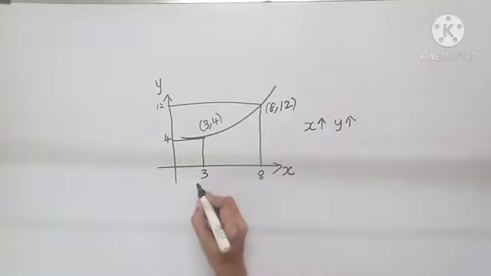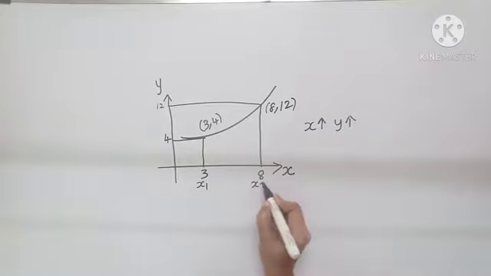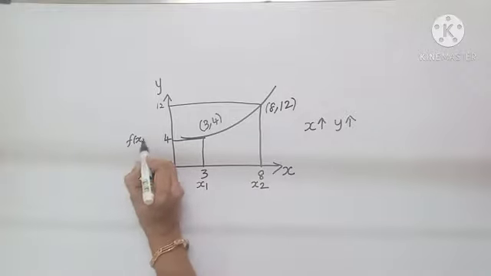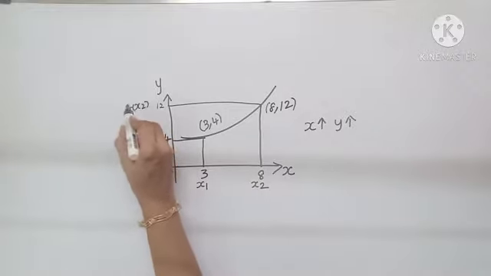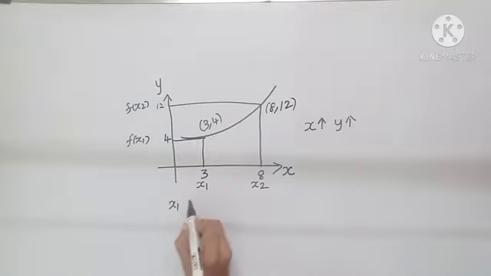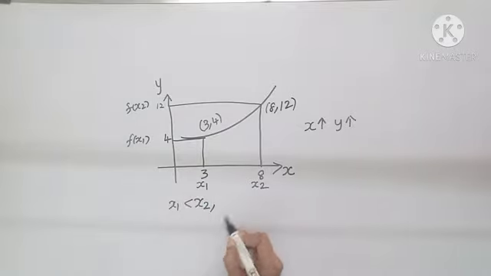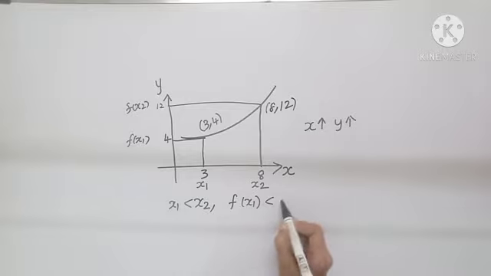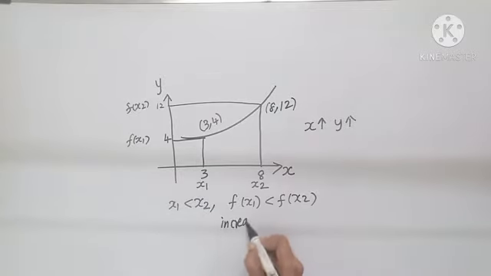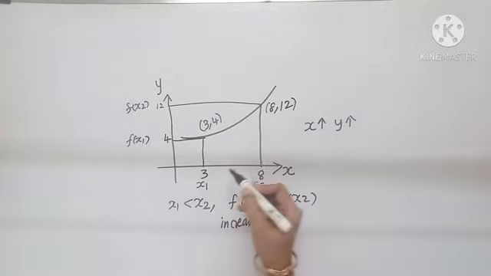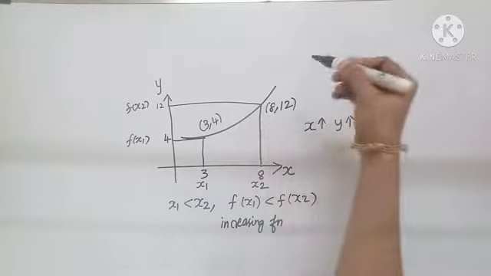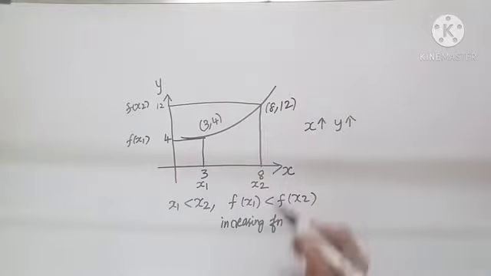Or I will call this x1, x2, and call these f of x1 and f of x2. When x1 is less than x2, f of x1 is also less than f of x2. This I will call an increasing function. Wherever I take the points, as x increases, y also increases. So this is an increasing function.